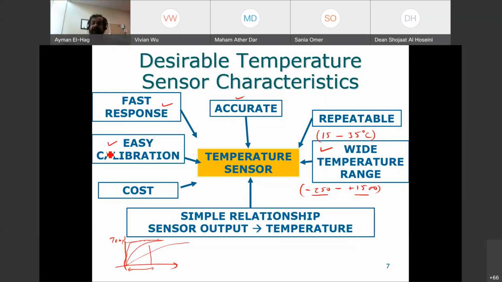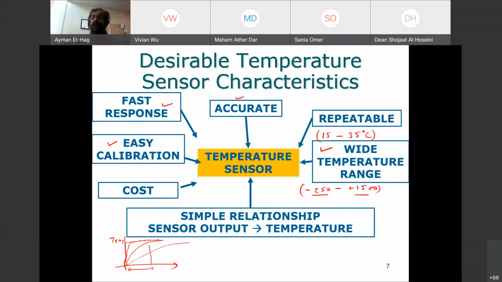Easy calibration. Calibration is very important. Remember, we always change the temperature into a physical phenomenon. At the end of the day, we are changing everything into a voltage. So what I will be measuring in my system is a voltage, but that's not my interest. My interest is not the voltage, my interest is the temperature. So I need to know the calibration between what I am measuring as a voltage and the actual temperature. This comes with the sensors.